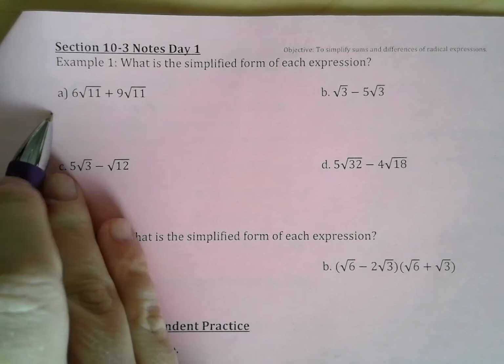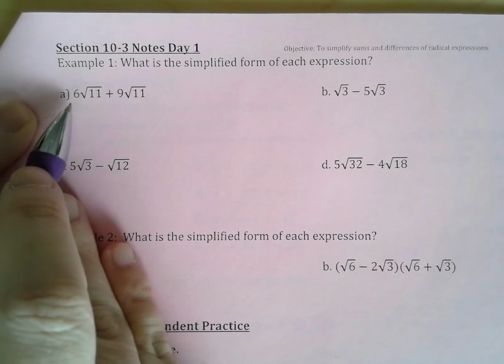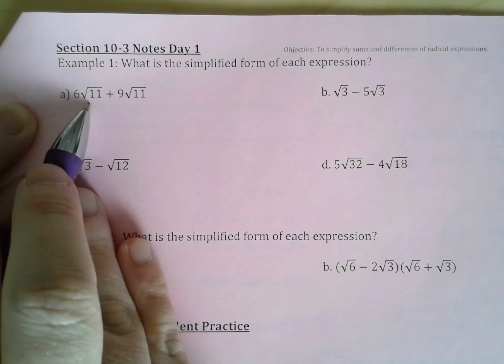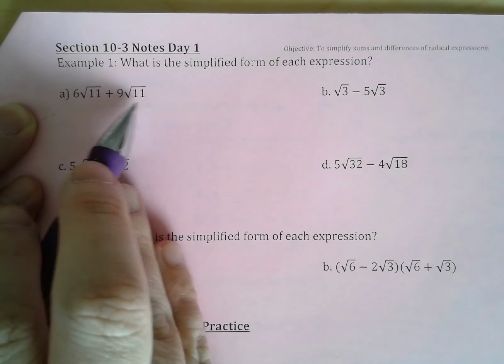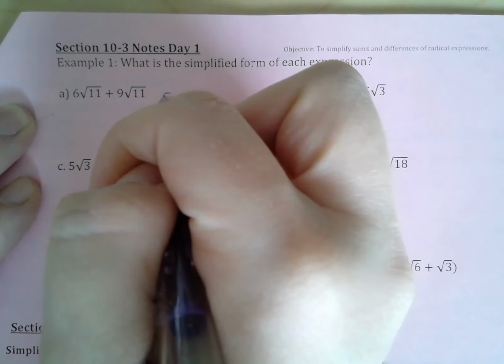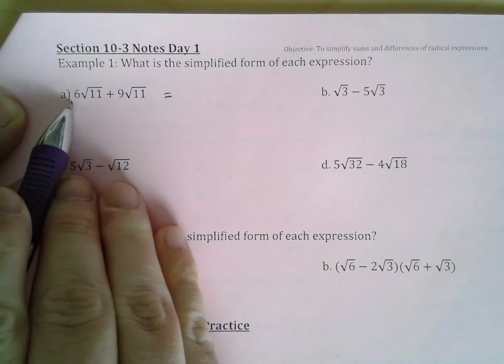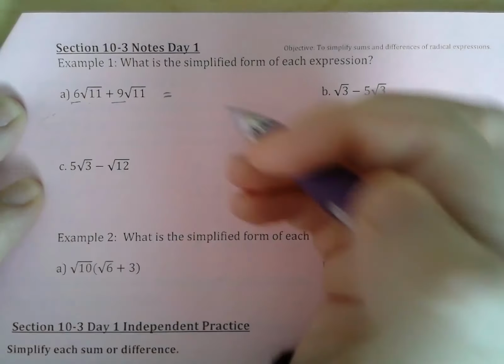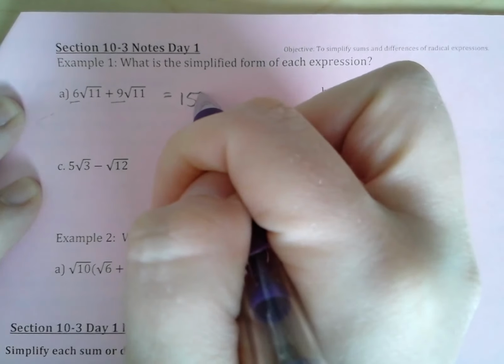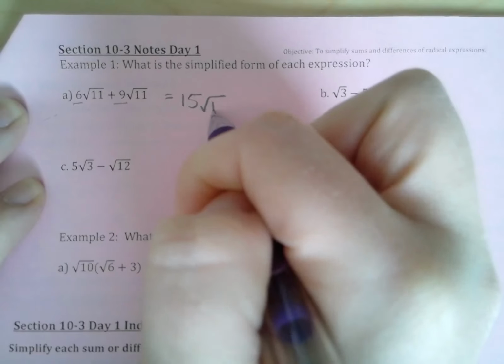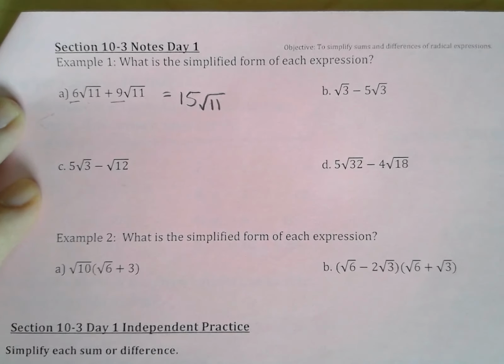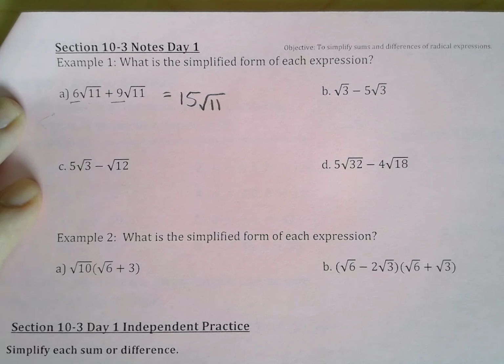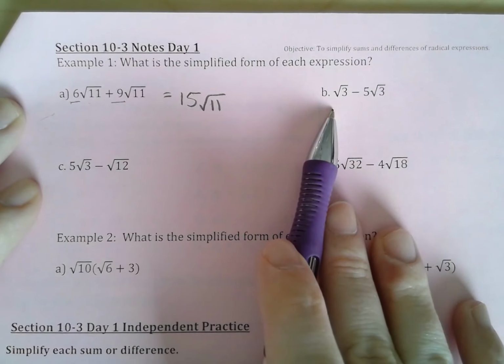So for letter A, this is actually pretty easy. 6 radical 11 plus 9 radical 11. To do this, you just add these front two numbers. 6 plus 9 gives you 15. The radical part just stays the same. Okay? Works the same way if you are subtracting with the same.